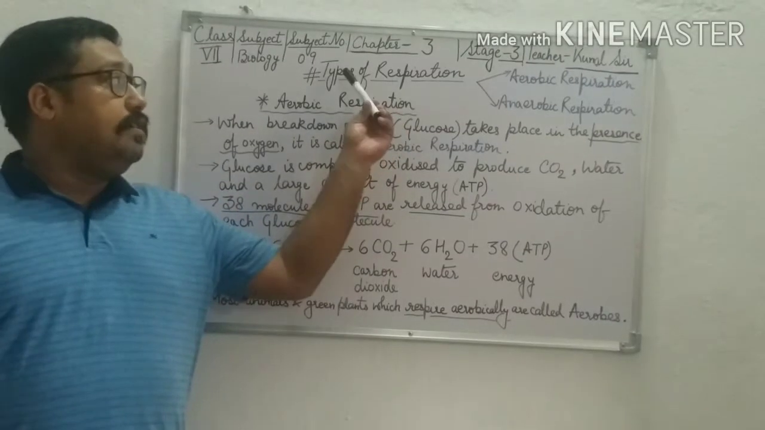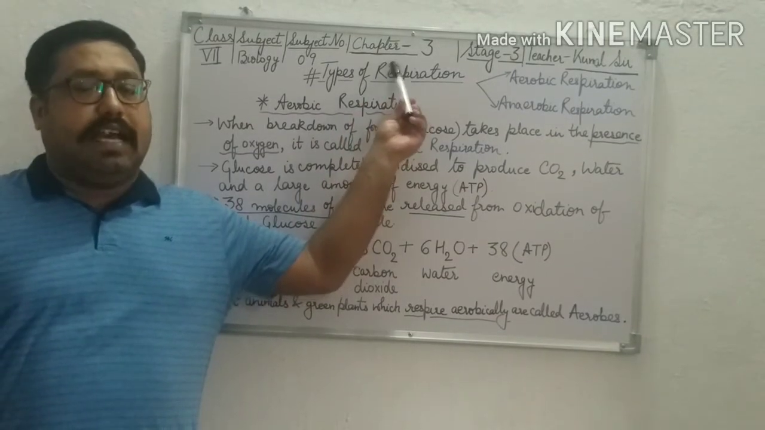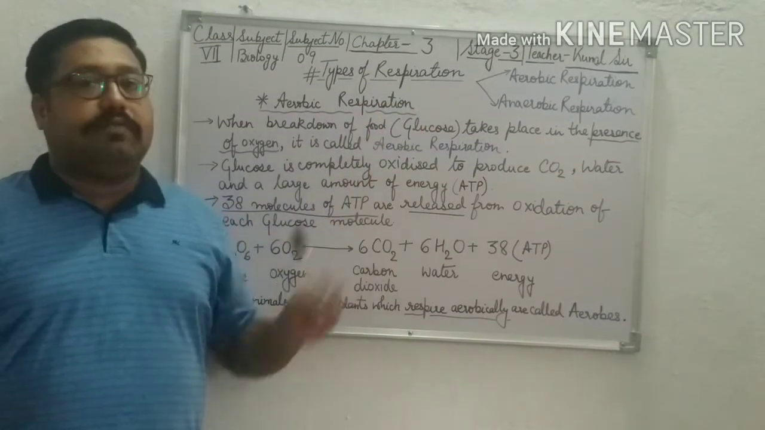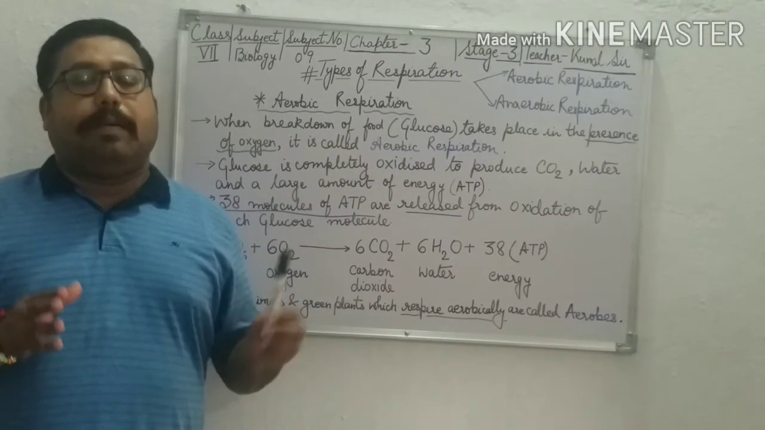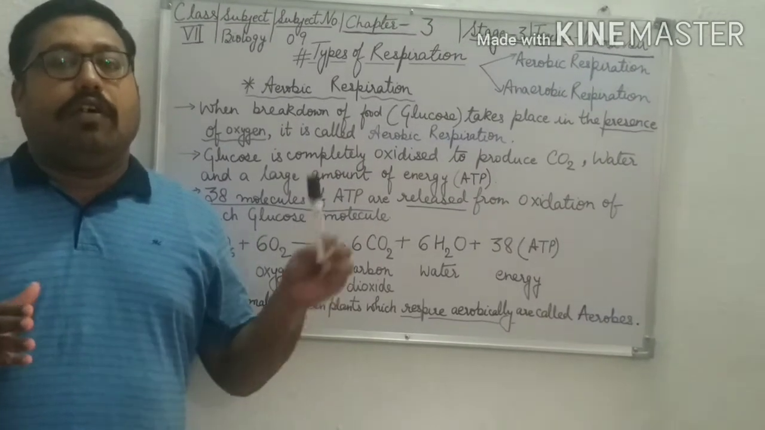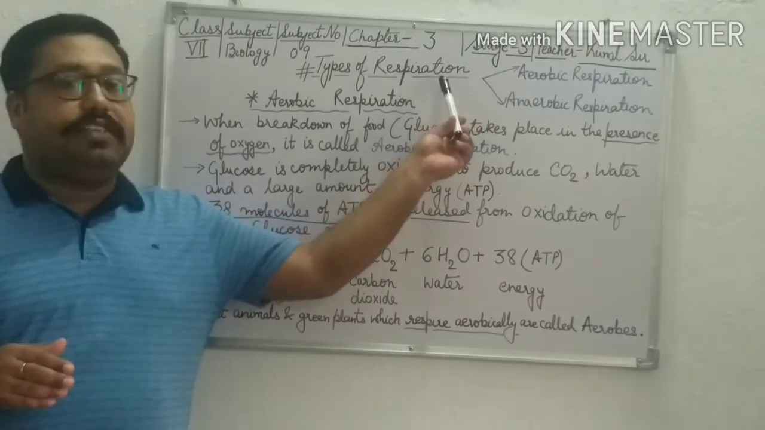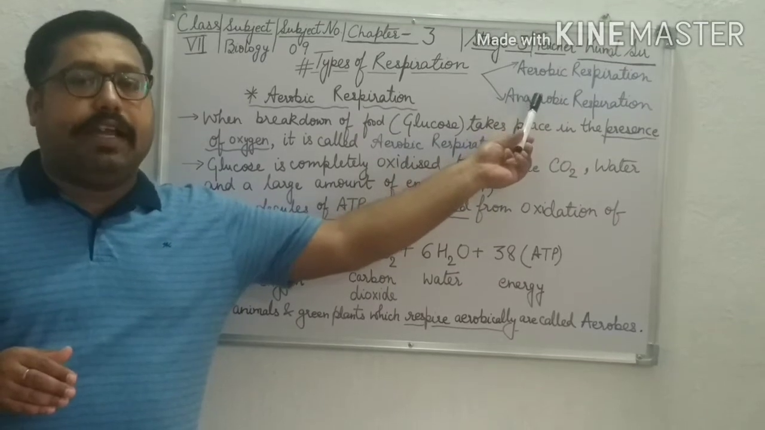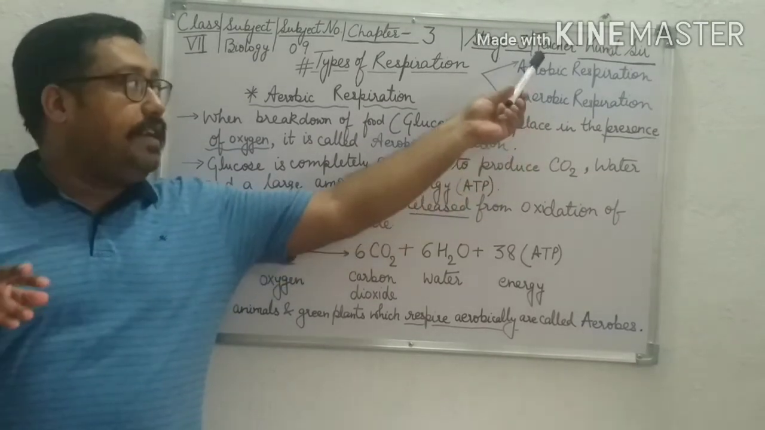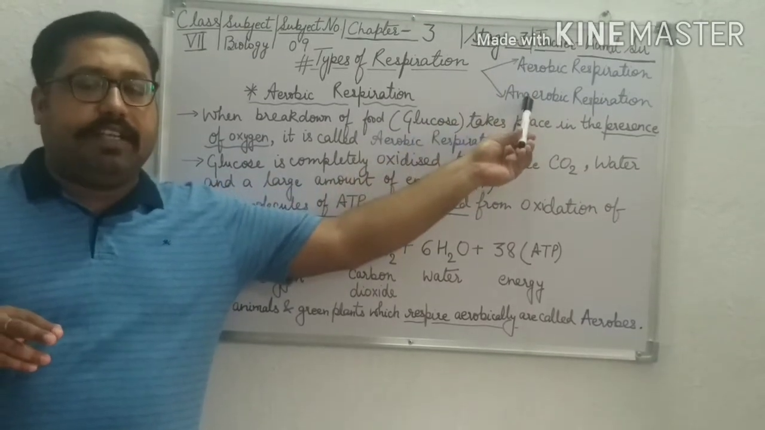Students, we are discussing types of respiration. There are two types of respiration available on planet Earth on the basis of presence or absence of oxygen. First is aerobic respiration, second is anaerobic respiration.